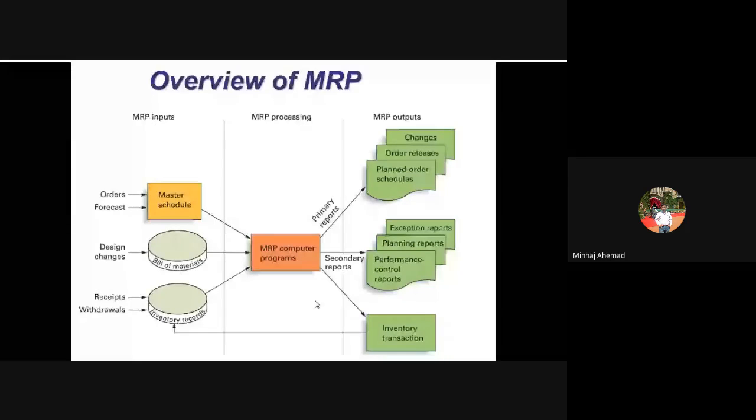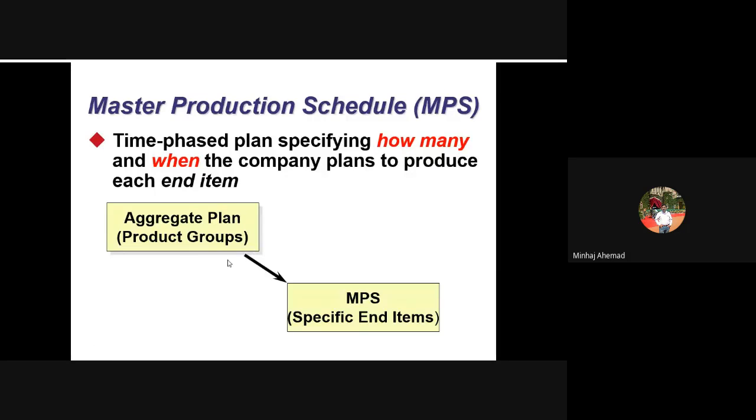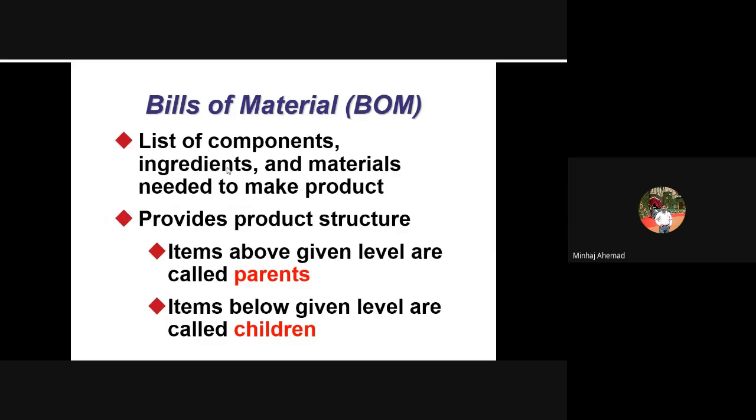So the master production schedule, we have seen what the master production schedule is. This is an input to MRP. It says how many and when the company plans to produce each item, and it is derived from the aggregate plan. We have seen this in the last lecture. Then the bill of material is nothing but a list of components, ingredients and materials needed to make a product, and it provides the product structure. Items above a given level are called parents and items below a given level are called children. So these are the contents of the bill of material.